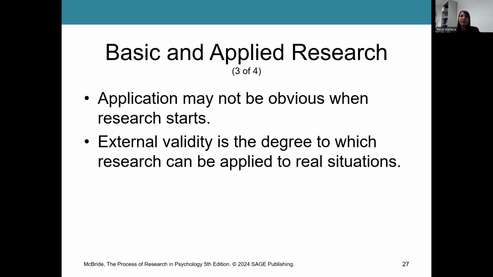Sometimes application isn't obvious when it starts. Maybe you start your project and you're not exactly sure how it'll be applicable, but that comes along the way. And then external validity is really important because that's the degree to which research can be applied to a real life situation. So just because you found something true in the lab and you did that intervention with your college students, if then you go out and you give this intervention to real college students and you offer it on your campus, but it doesn't actually help real college students in real life, then it didn't have external validity.